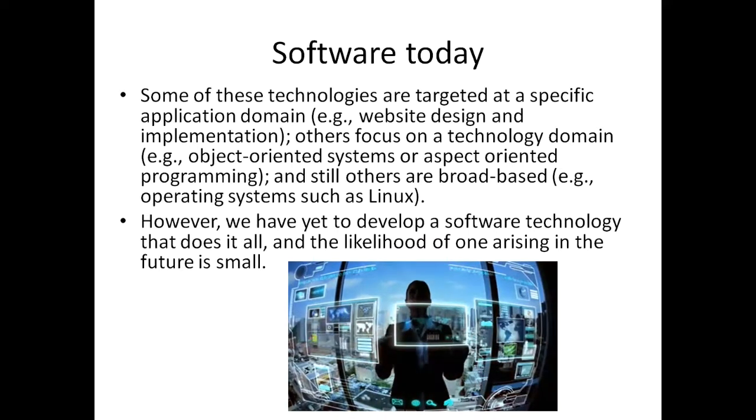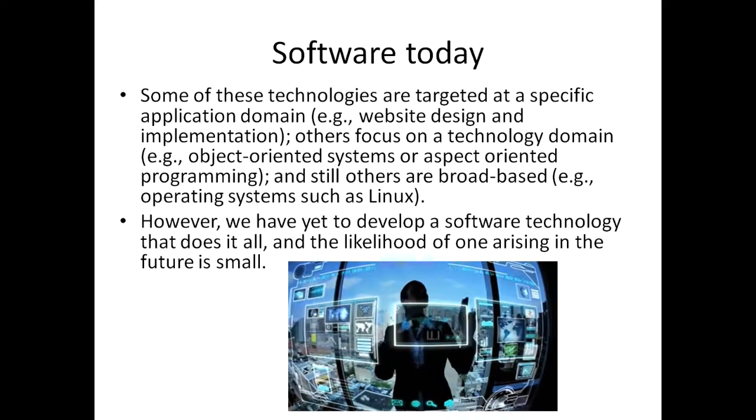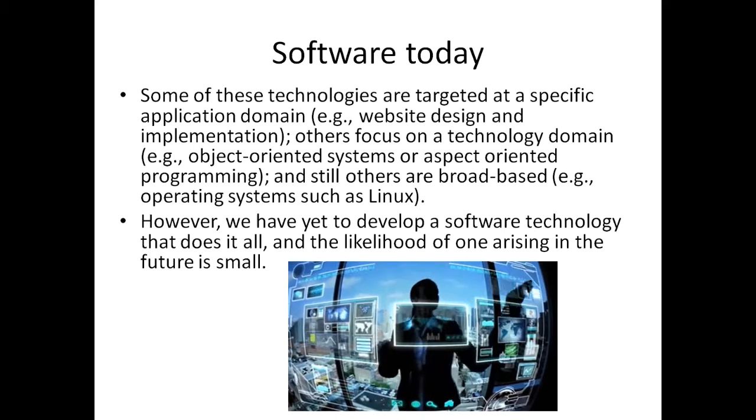Now let's see the software today. Some of these technologies are targeted at a specific application domain, for example, website designing or implementation. Some others are focused on a technology domain, for example, object oriented systems or aspect oriented programming. And still others are broad based, for example, an operating system such as Linux. That is, nowadays the software companies target developing application specific, that is domain specific, software. The domain may be website design, or some other object oriented design, or development of an operating system. However, we have yet to develop a software technology that does it all, and the likelihood of one arising in the future is small.